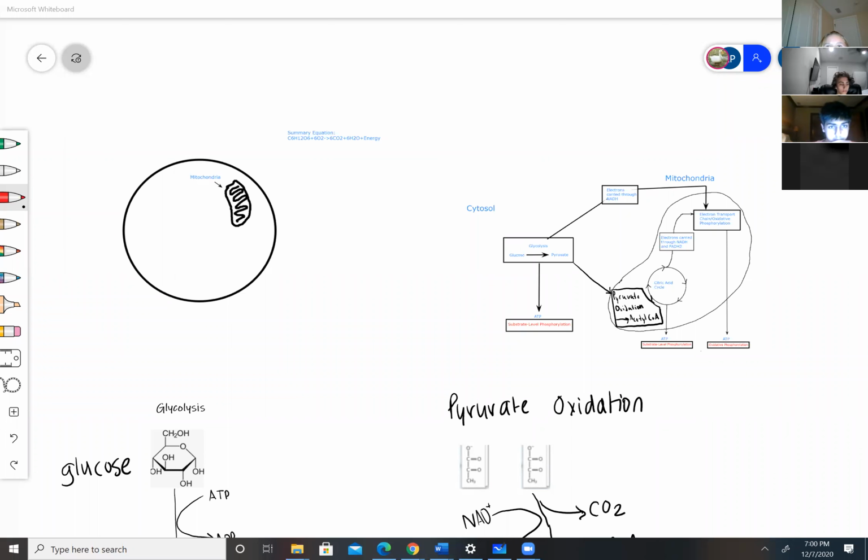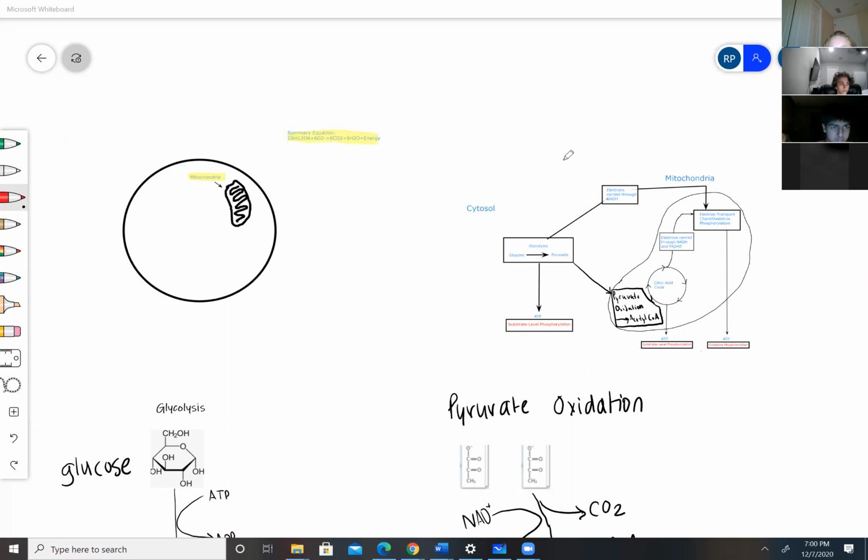Cellular respiration is a series of reactions that takes place in the mitochondria of a cell. It uses nutrients like glucose and oxygen to make energy, with CO2 and H2O as byproducts.